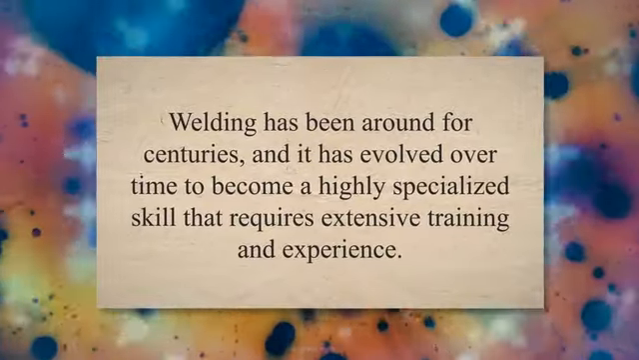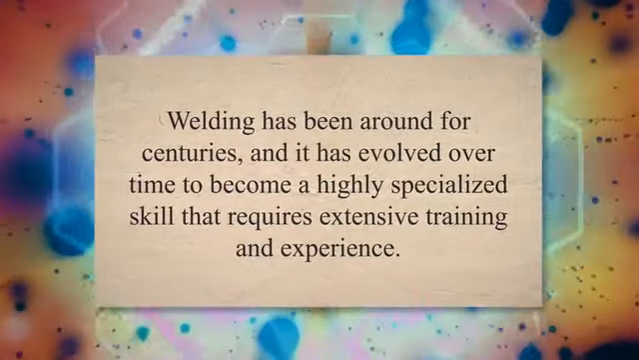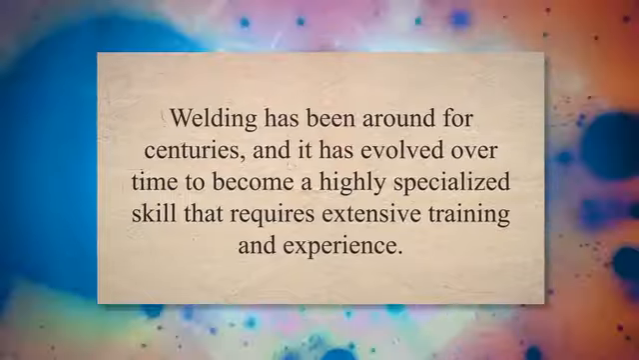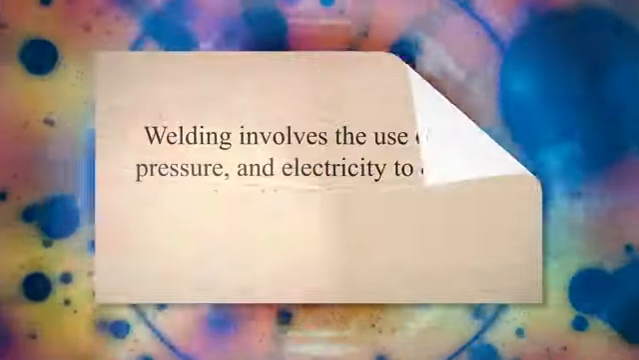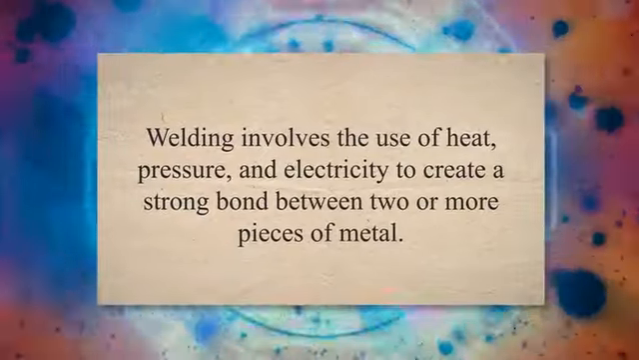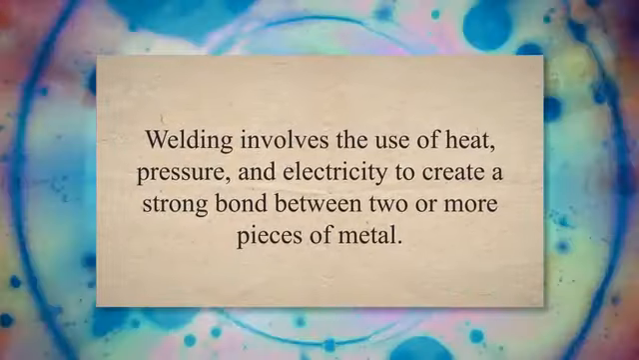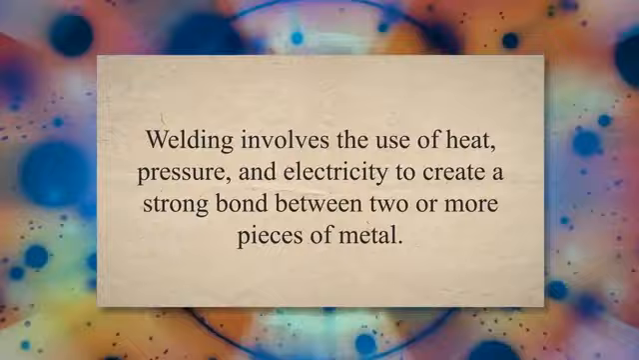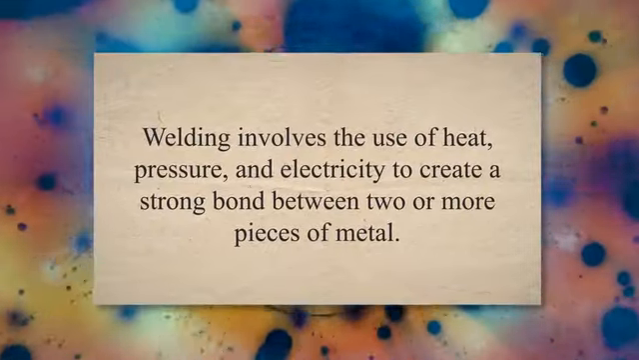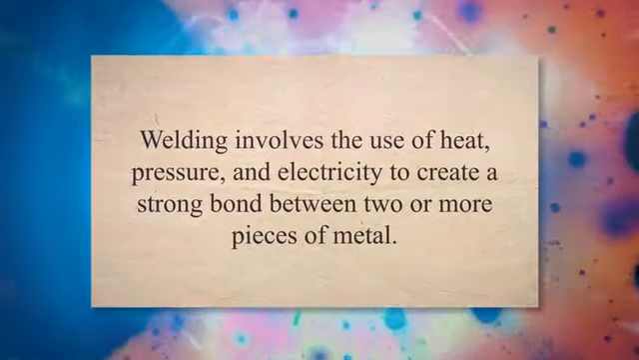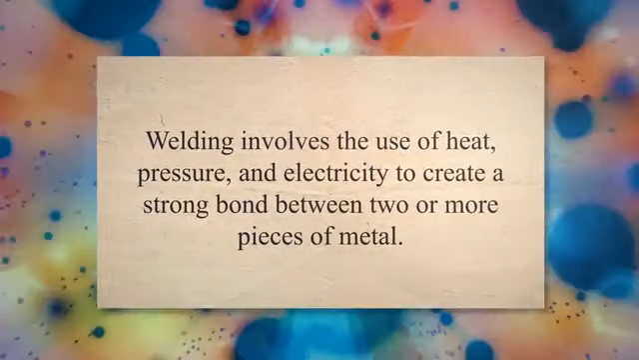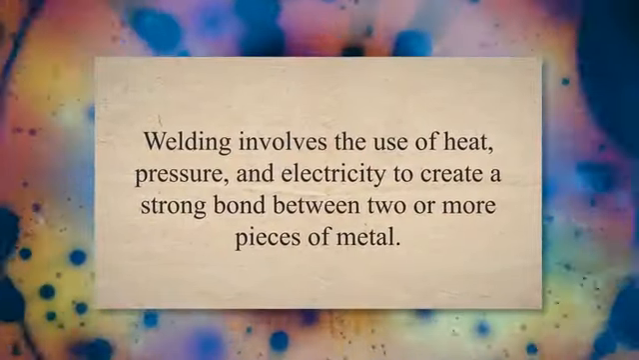Welding has been around for centuries, and it has evolved over time to become a highly specialized skill that requires extensive training and experience. Welding involves the use of heat, pressure, and electricity to create a strong bond between two or more pieces of metal. The process can be performed using different types of welding equipment, such as gas torches, electric arcs, and lasers. The type of welding equipment used depends on the specific application and the materials being welded.